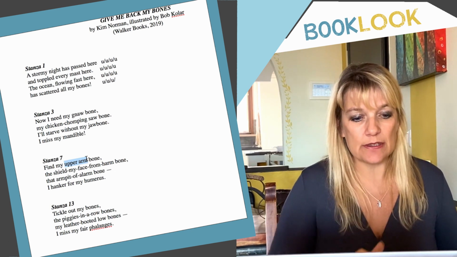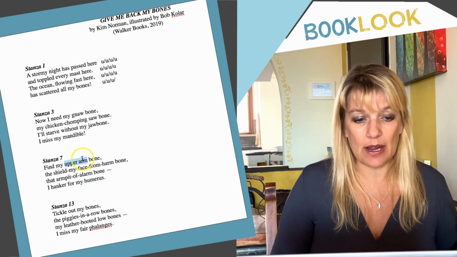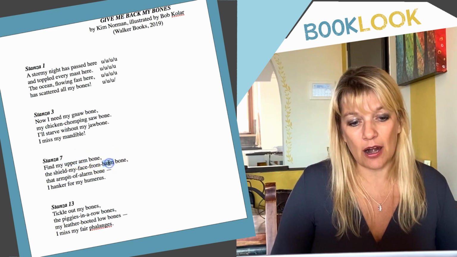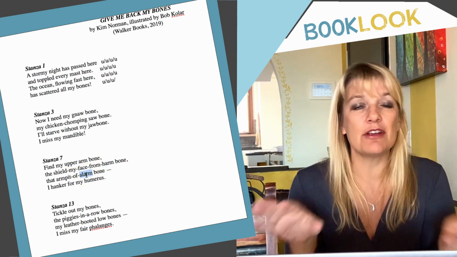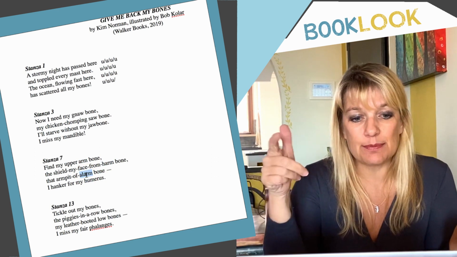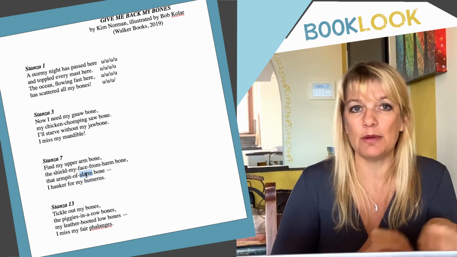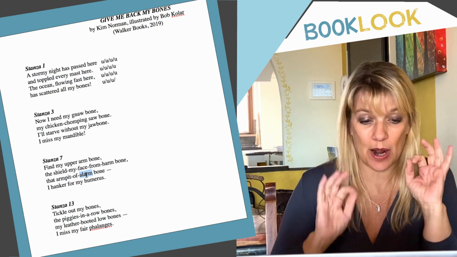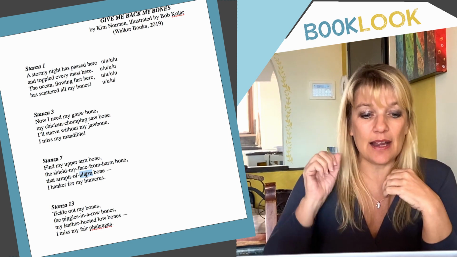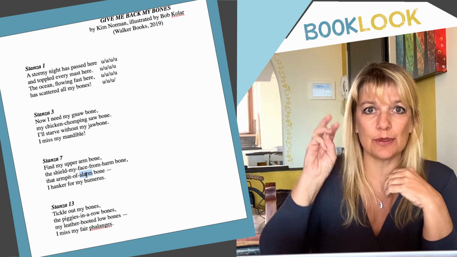So let's go to the last one. And again, where are the rhymes? Arm, harm, alarm. There's nothing repeated here. Past, mast, fast, gnaw, saw, jaw, arm, harm, alarm. They're all unique rhymes. All right. I hanker for my humerus.